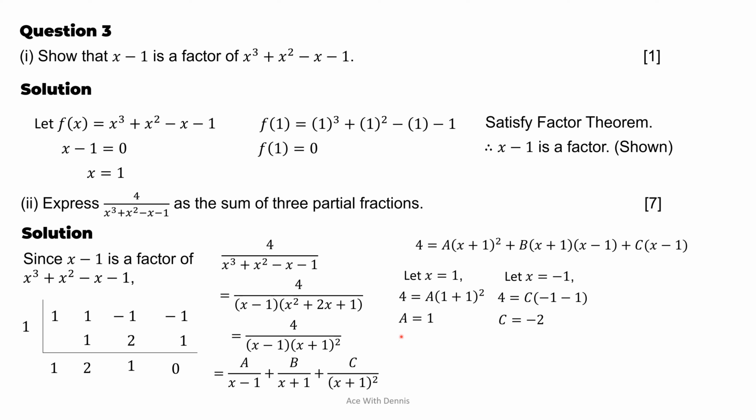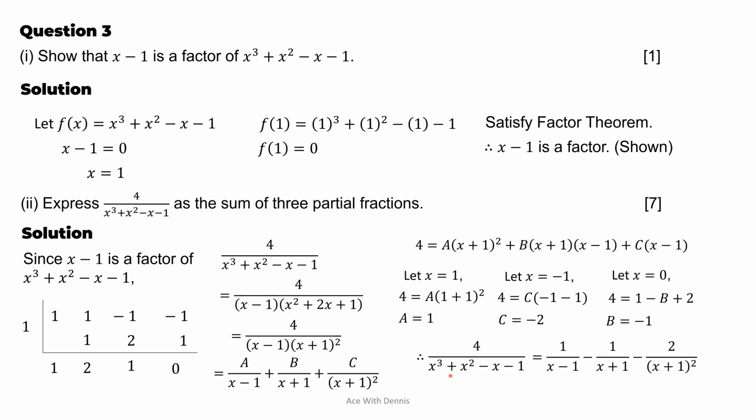We already know the value of a and the value of c. So now we can just substitute any value for x to find the value of b. I will choose to let x go to 0 because it will make my calculation easy. Hence, in this case, it becomes 4 equals 1 minus b plus 2. I solve this equation and get b equals negative 1. Hence, this partial fraction will be equal to 1 over x minus 1, minus 1 over x plus 1, minus 2 over x plus 1 squared.